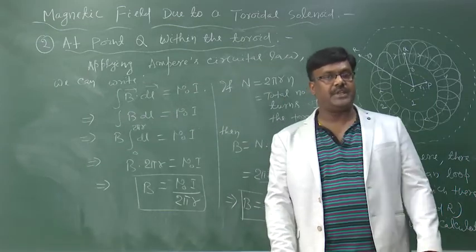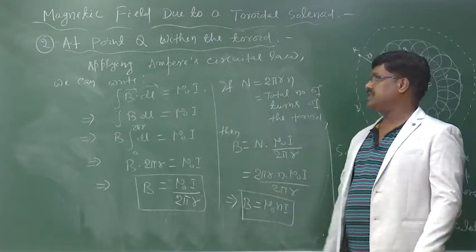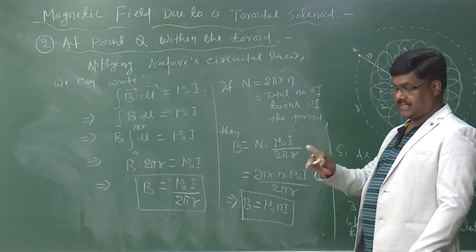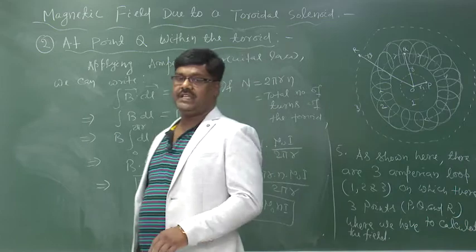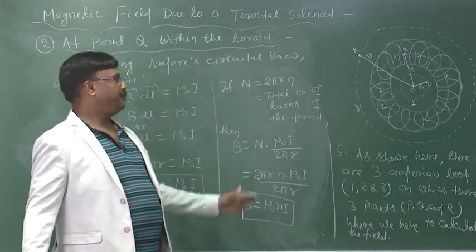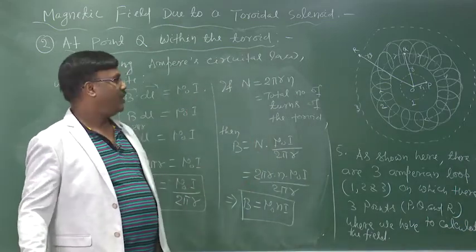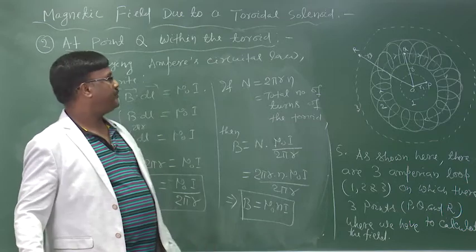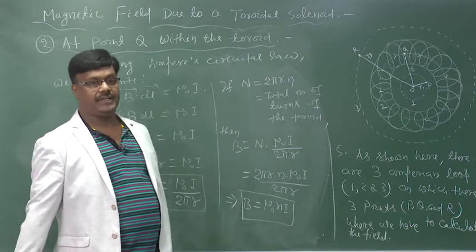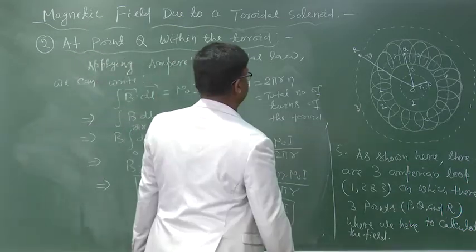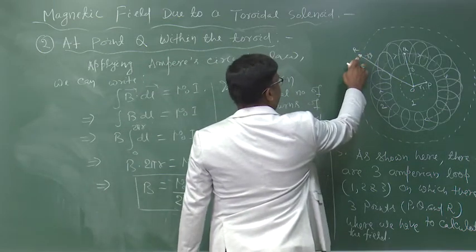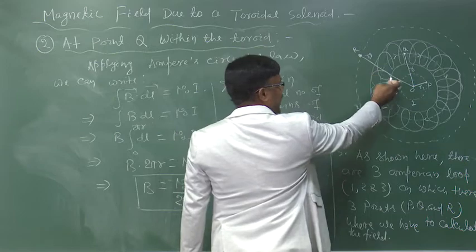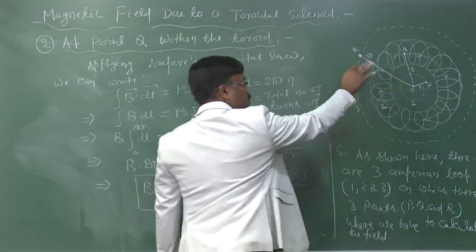This is the expression for the magnitude of field strength at a point lying within the toroid, and it is found to be the same as what we obtained in the case of a straight solenoid. And the third point is to calculate the magnitude of field strength at the point R, which lies outside the toroid.